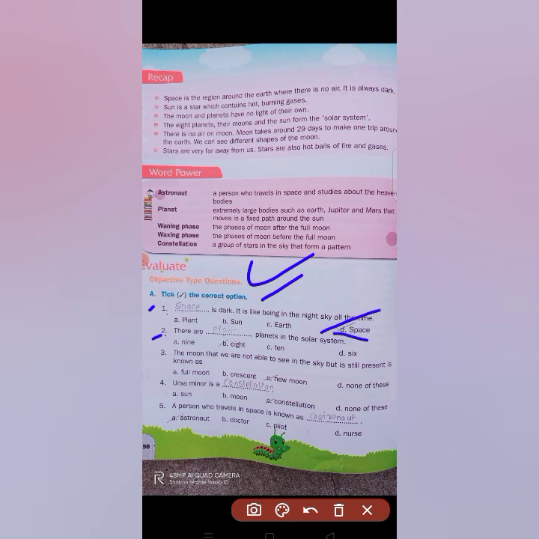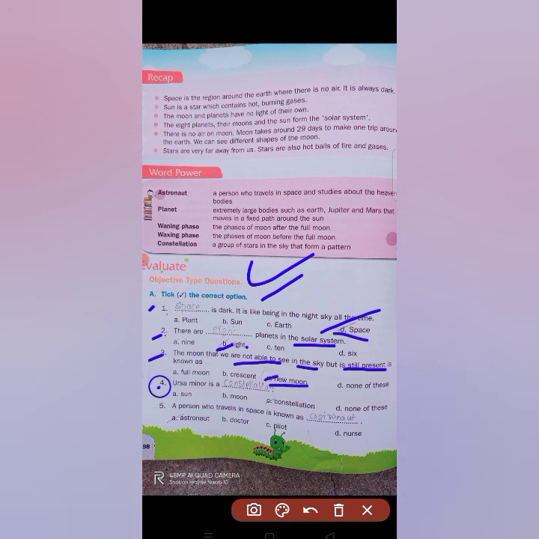so we have to tick the option D. Coming to the second one, there are dash planets in the solar system. How many planets are there in the solar system? Yes, 8. So we have to tick the option B, 8. Next, the third one. The moon that we are not able to see in the night sky, but it is still present in the sky, is known as, yes, new moon. So we have to tick the option C.